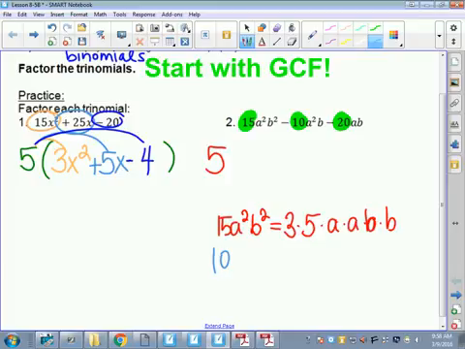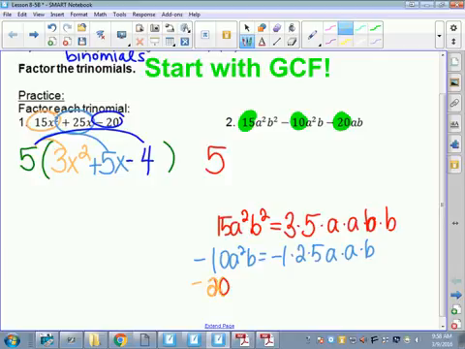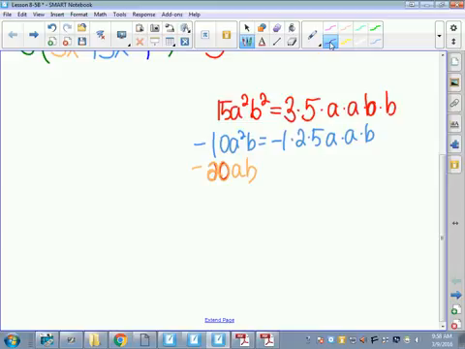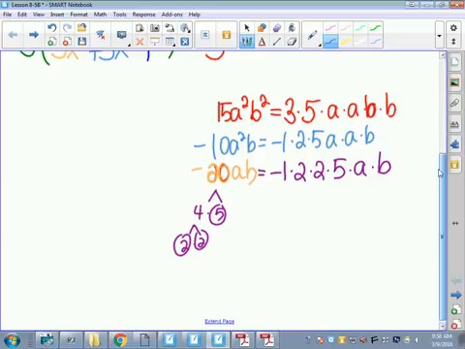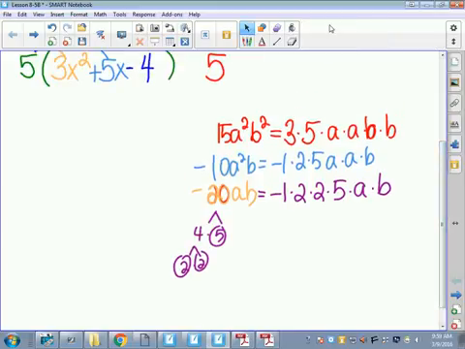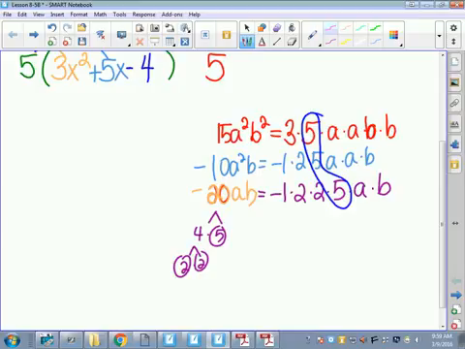And a negative 10a squared b is negative 1 times 2 times 5 times a times a times b. And a negative 20ab, let me try writing that again, 20ab. If I do a little factor tree here real quick, 4 times 5, right? 2 times 2. So I'm saying that's going to be a negative 1 times 2 times 2 times 5 times a times b. So my first question is, does everybody see why 5 is the number part of my GCF? Right? I've got a set of 5s right here. No other numbers go into all of them, but what about variables? I've got a set of a's and I've got a set of b's.